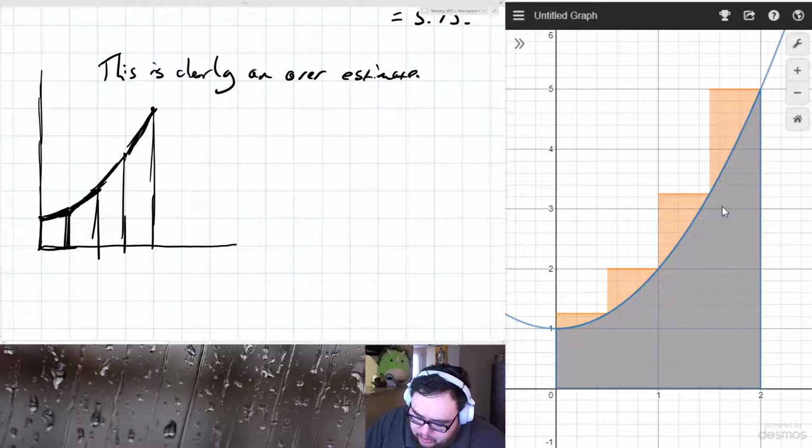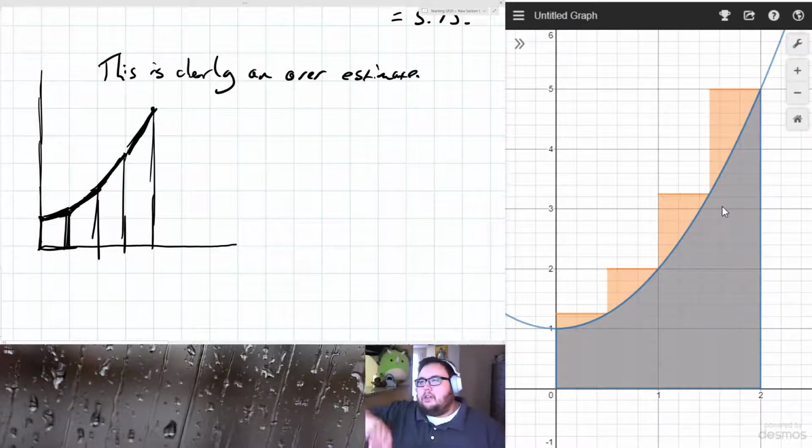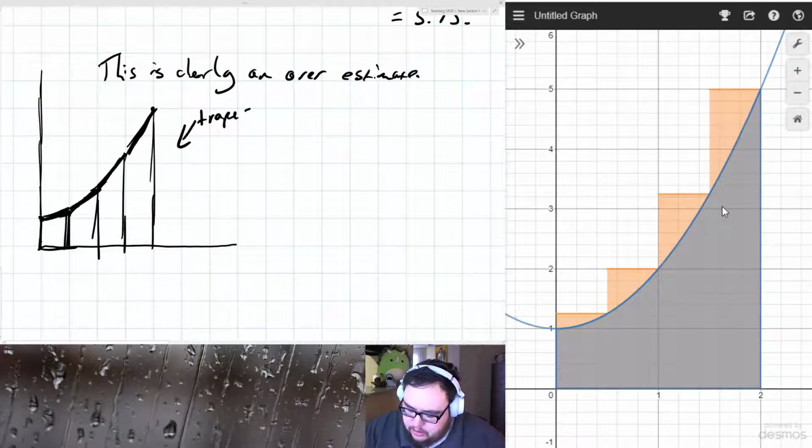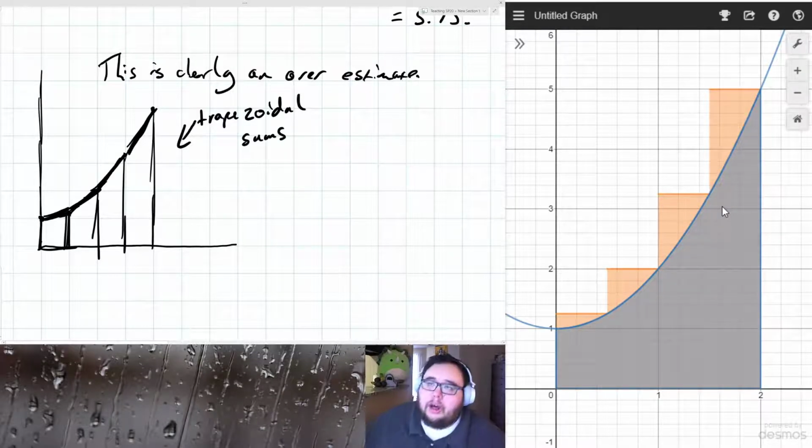And then you get a shape that looks kind of like an old video game, right? It sort of looks curved, but it's not actually curved. It's just made up of straight line segments. These are called trapezoidal Riemann sums, because the shape you get is a trapezoid. It's a quadrilateral with two parallel sides and two non-parallel sides.